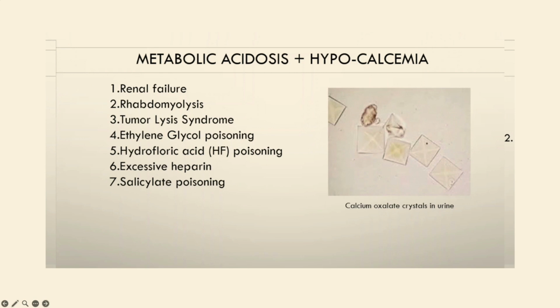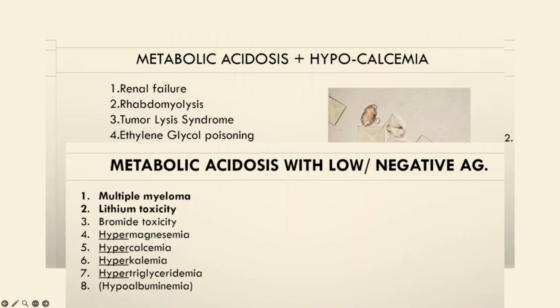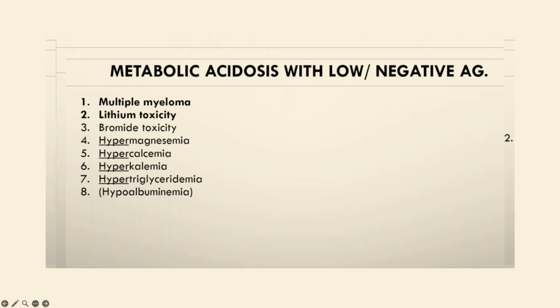Metabolic acidosis with hyperkalemia, these are some of the causes like renal failure, rhabdomyolysis, and salicylate poisoning, like aspirin poisoning, is one of the clues. Now, if you have metabolic acidosis with low or negative anion gap, the most common one is multiple myeloma, and second is lithium toxicity. Others are there as well, like bromide toxicity, hypermagnesemia, hypercalcemia, but these are rare, and the most common is multiple myeloma or a lithium toxicity patient.